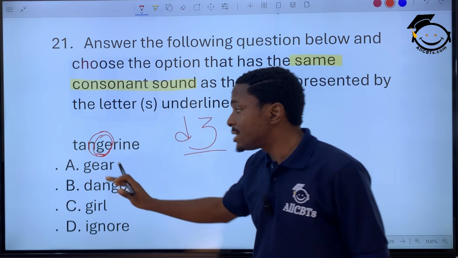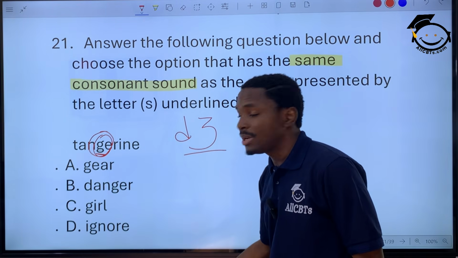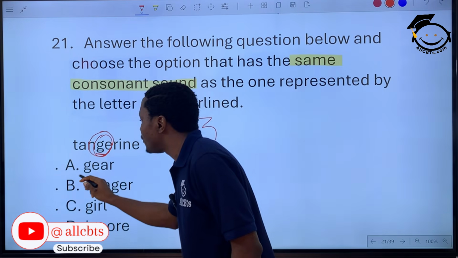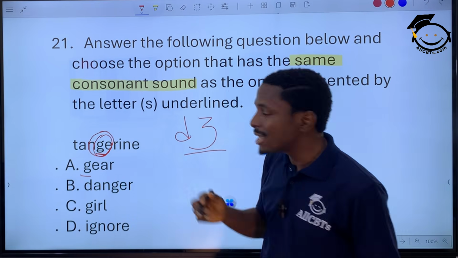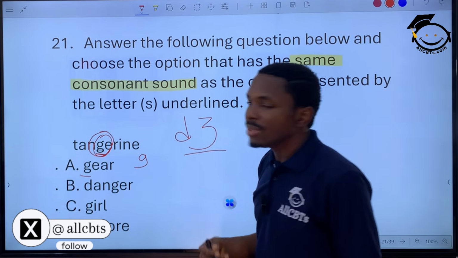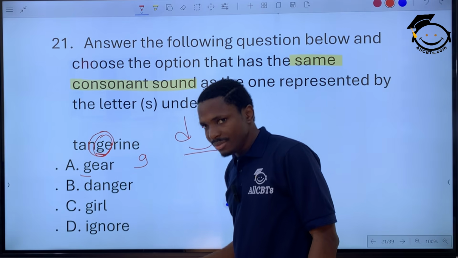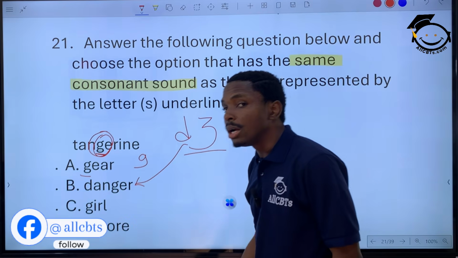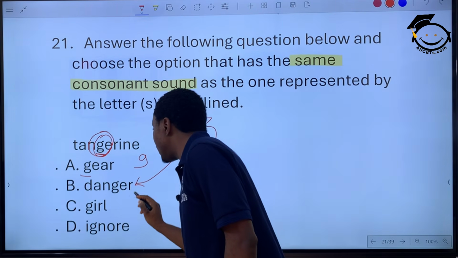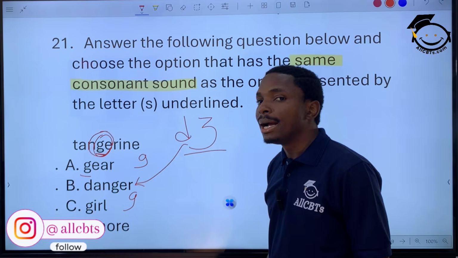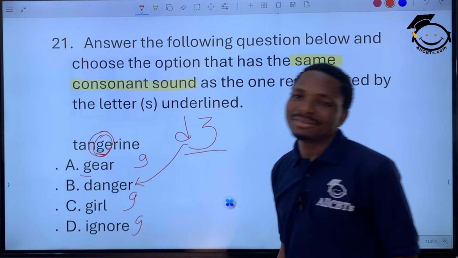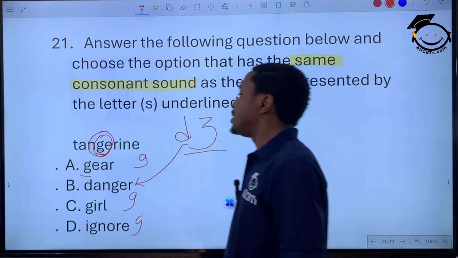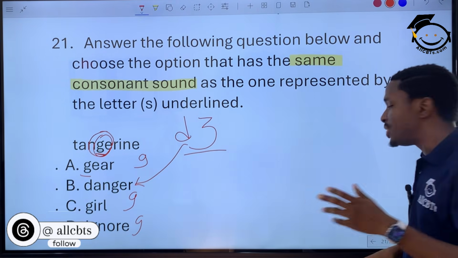I didn't say vowel because there are still vowel sounds in each of these, right? So we are asked to pick the consonant sound. So gear, the sound there is what? The g sound. Danger, you can pick this sound here. Then go, g. Same thing, ignore, same thing. All right. So the word with the j sound is the B option, danger.